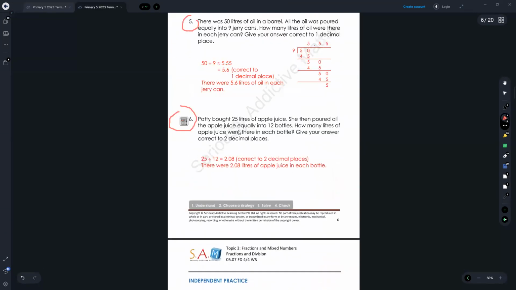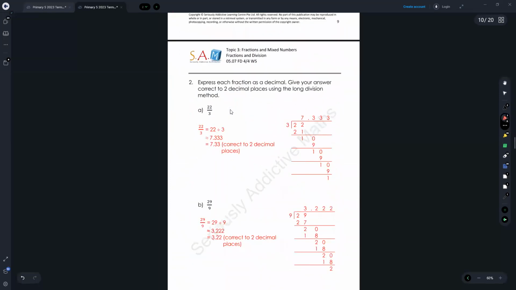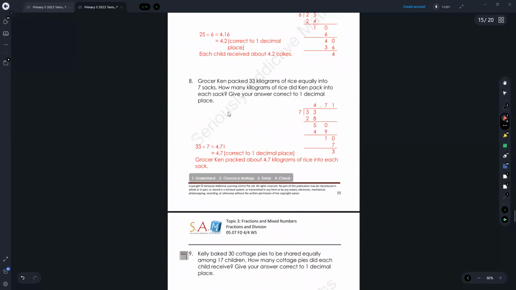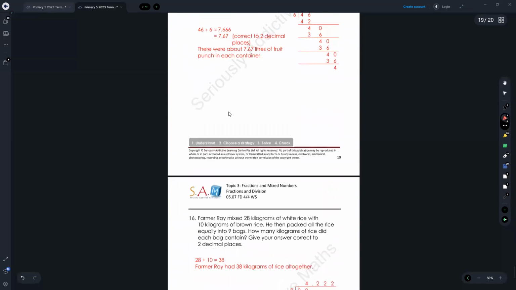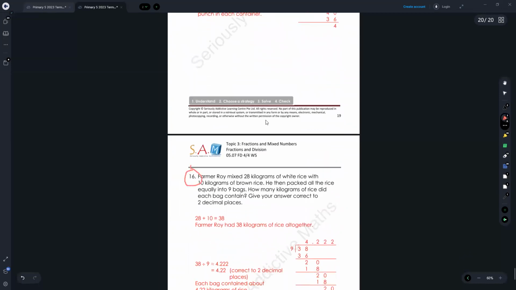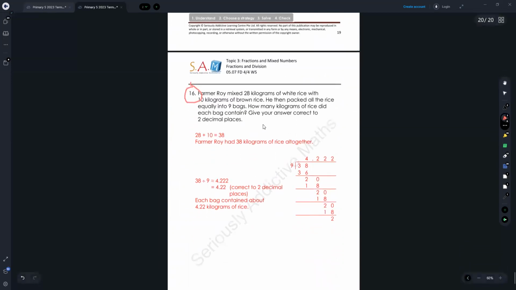If you think they need more practice, you can do a few more here, independent practice. But if not, I would just go all the way down to question 16. Farmer Roy mixed 28 kilograms of white rice with 10 kilograms of brown rice. He then packed all the rice equally in 9 bags. How many kilograms of rice does each bag contain? So it's basically 2 steps. You need to add 28 to 10, and then after that, 38 divided by 9 packs. So it's relatively easy. I think most of the classes should be able to finish on time.